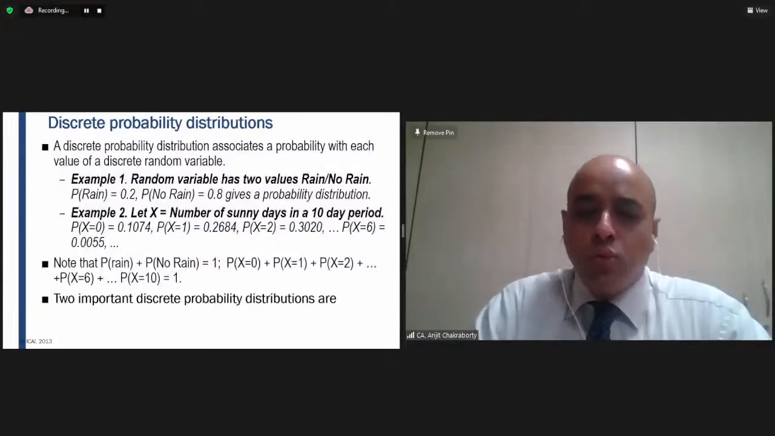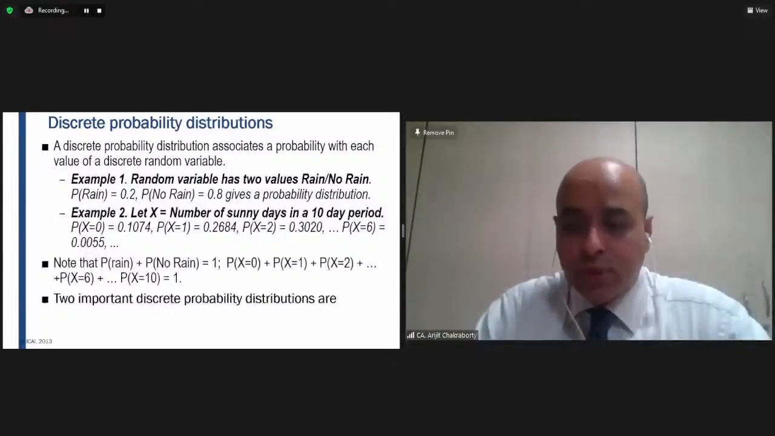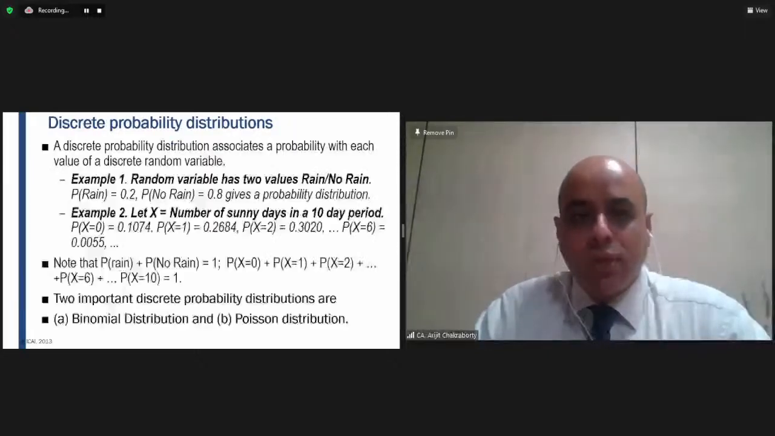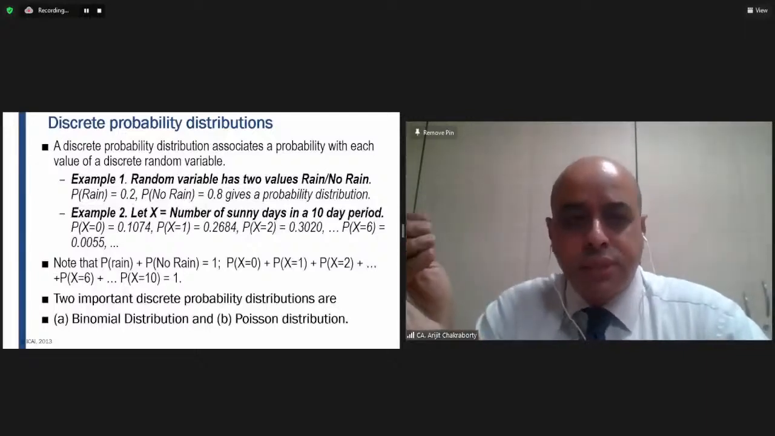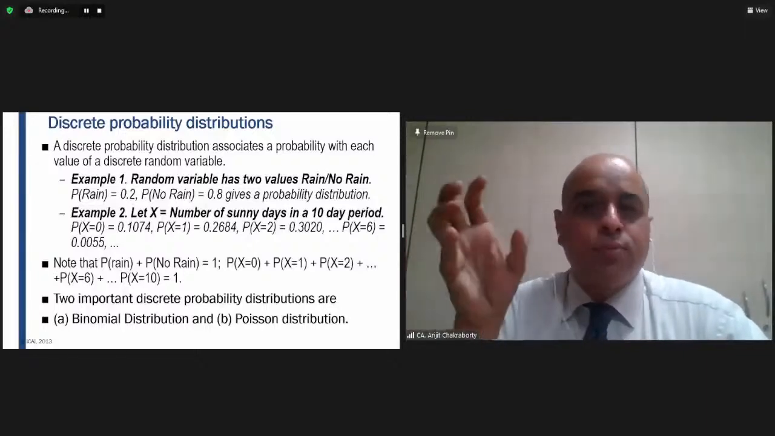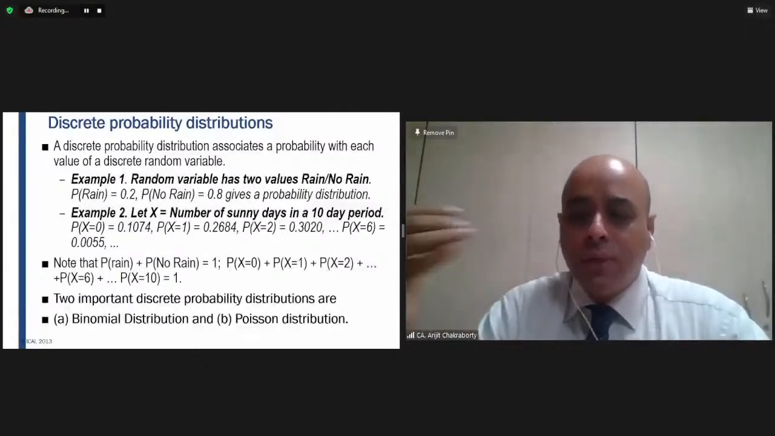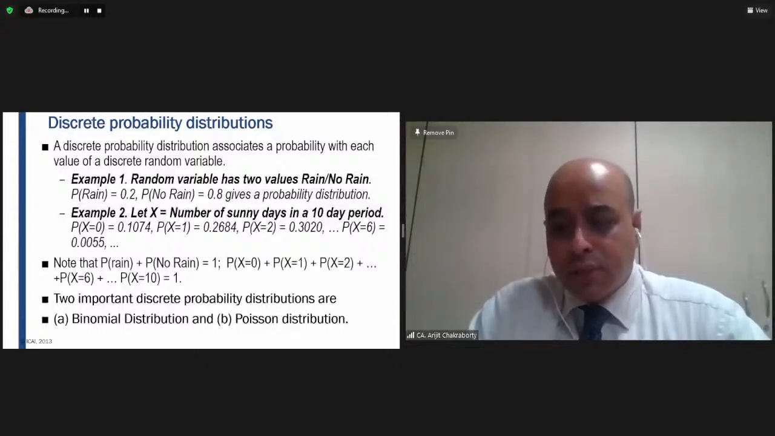And there are 2 important discrete probability distributions which you will be studying after we complete this chapter. In the next session, you will be studying binomial distribution and Poisson distribution. So this chapter of probability ends basically with the understanding of probability distribution, right? That's why we discussed in detail the different types of discrete variable and continuous variable.